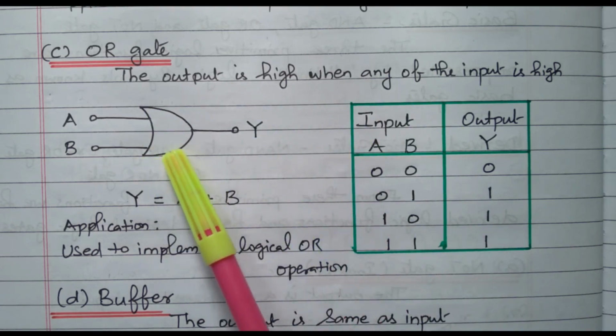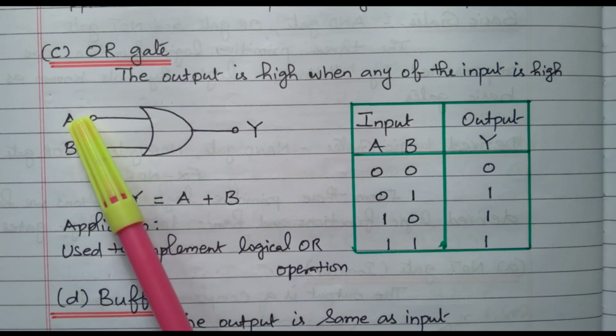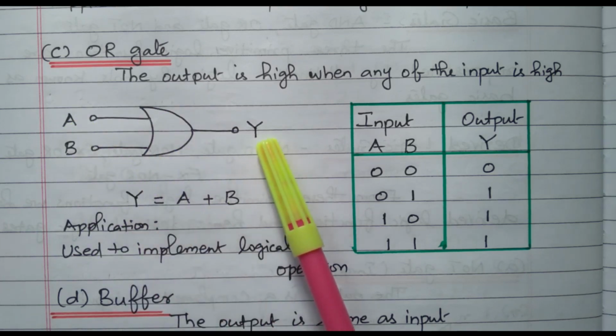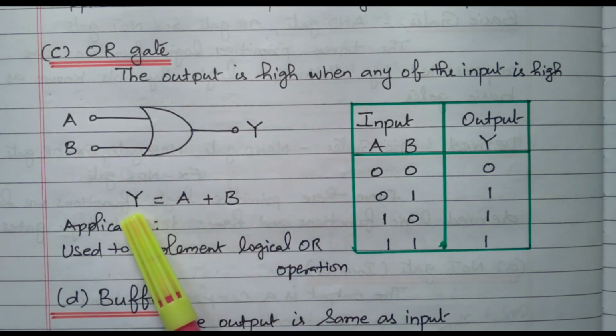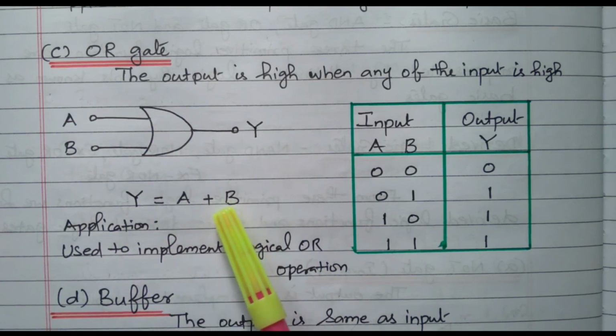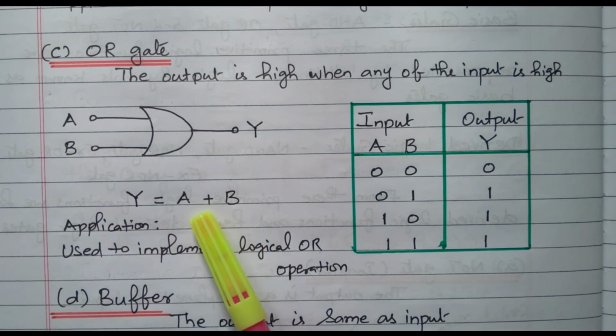So this is a symbol for the OR gate, right? The two inputs A and B and the output is Y. The expression Y equal to A plus B, it is like an addition. The previous one, the AND gate, is nothing but A into B, A dot B, right? So both the inputs must be high in order to get the high output.